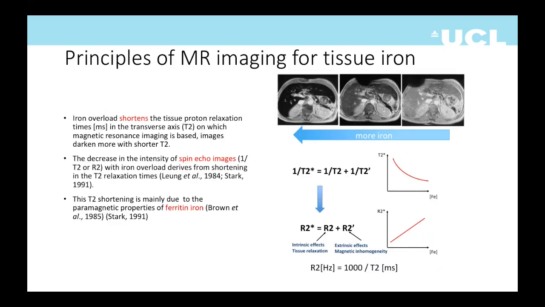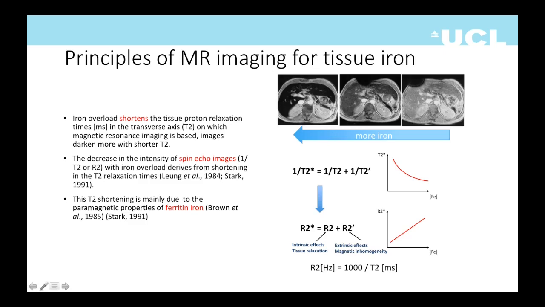I have a few slides about the principles of magnetic resonance imaging when iron is in the tissue. So basically, iron overload in the tissue shortens the tissue proton relaxation time in the so-called transverse axis, hence the letter T in our T2. And the T2 is the value on which magnetic resonance imaging is based, because images will darken with shorter T2. This T2 shortening is mainly due to paramagnetic properties of ferritin iron, as I've explained earlier.